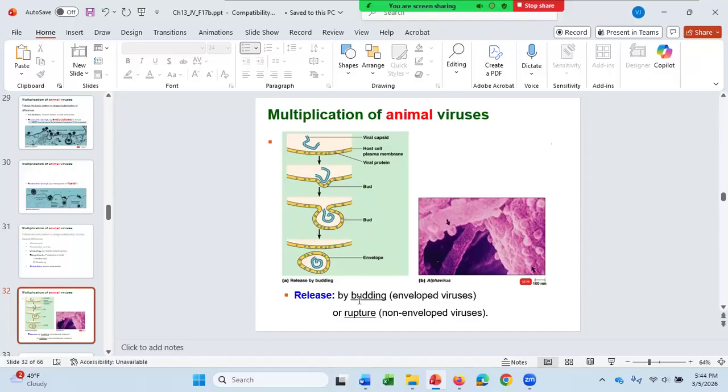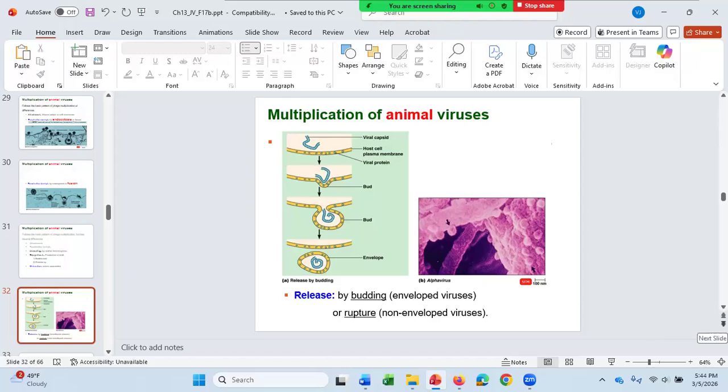So those are the two main life cycles that animal viruses engage in, the budding life cycle or the lytic life cycle. Do realize there are other life cycles an animal virus can engage in. One of them is a permanent infection life cycle, which we'll talk about later. And the other is the... I'm drawing a blank on the name of that one now.